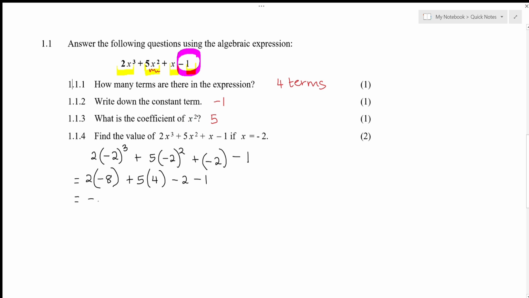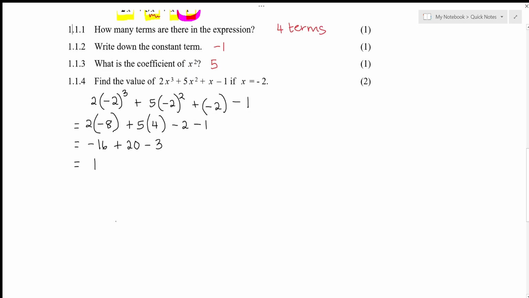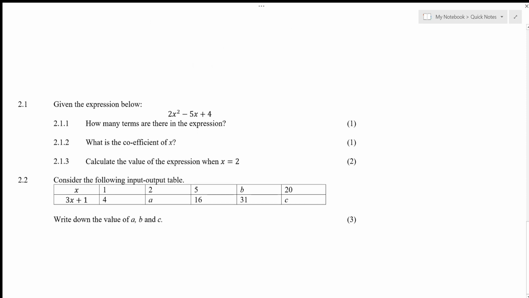2 times 8 is 16. Plus 5 times 4 is 20. And minus 2 minus 1 will give me minus 3. Okay, then we add them together. We solve them, and negative 16 plus 20 is 4. And 4 minus 3 would give me 1. Okay, so then we've worked that one out. Okay, now I've got one more. Now if you look at the next one, you could pause the video, try it yourself, and then work it out. So let's go and have a look at what we would do here.